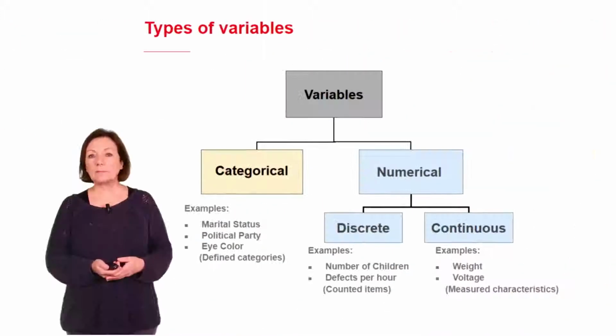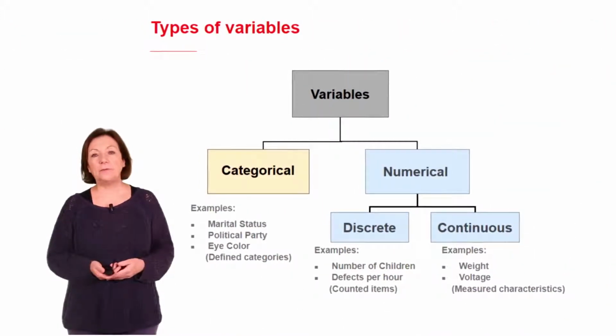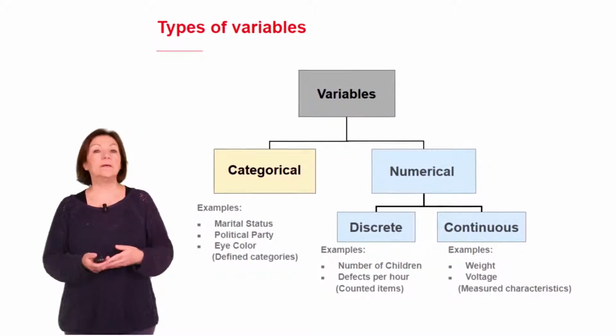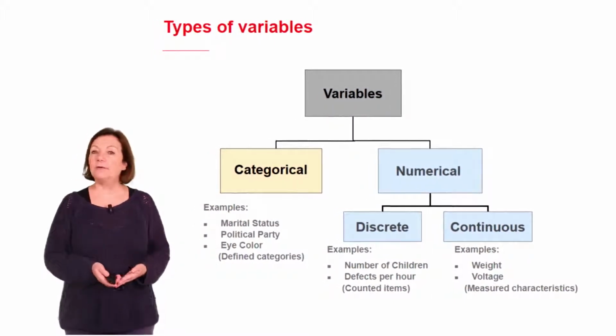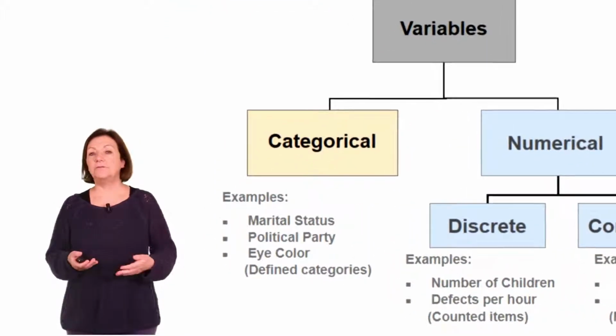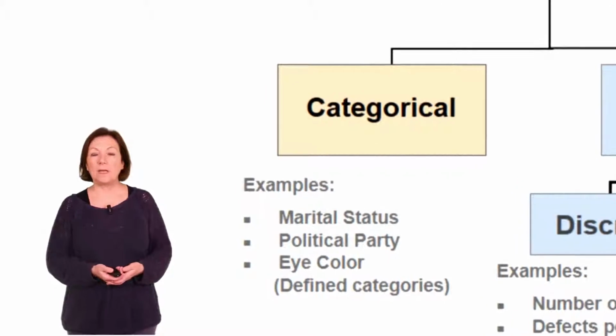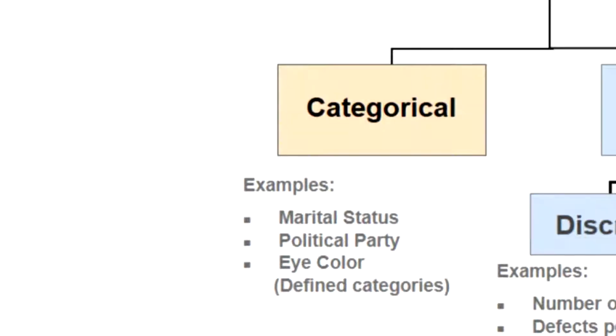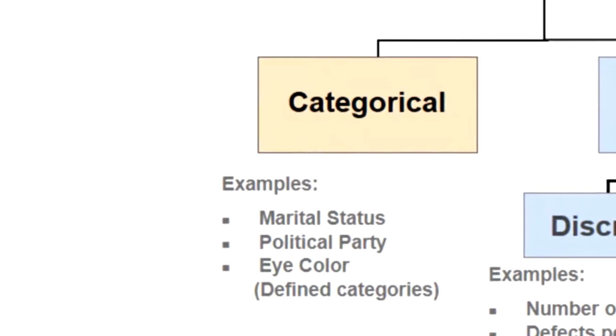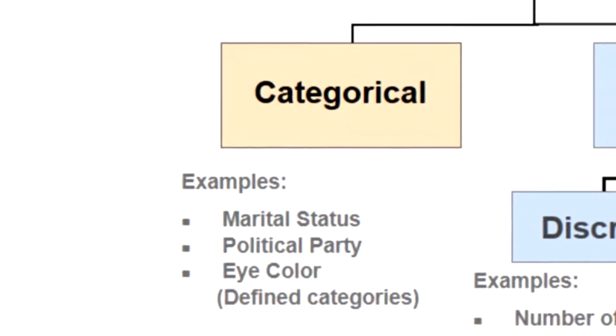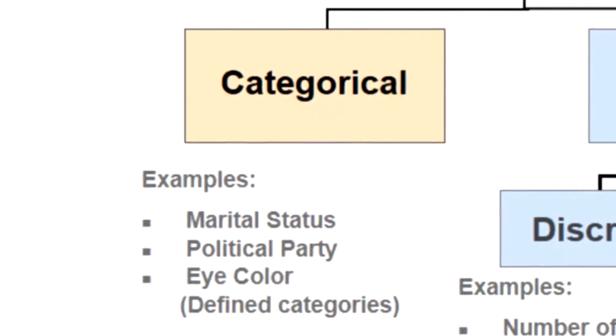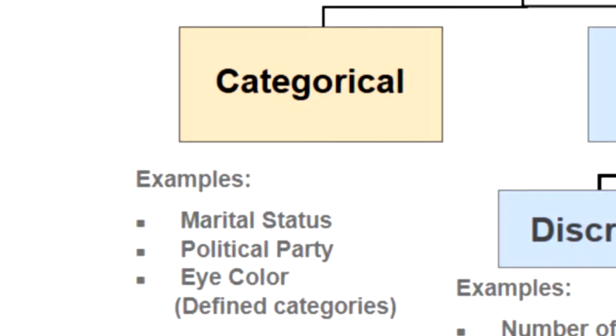So let's look at some examples for these variables. In the case of categorical variables, typical examples would be marital status, where you have the categories single, married, divorced, widowed, and so on. You can also have political parties as a categorical variable. You can have the eye color, a categorical variable with the various colors. You can have the brand of a car, and so on and so forth.